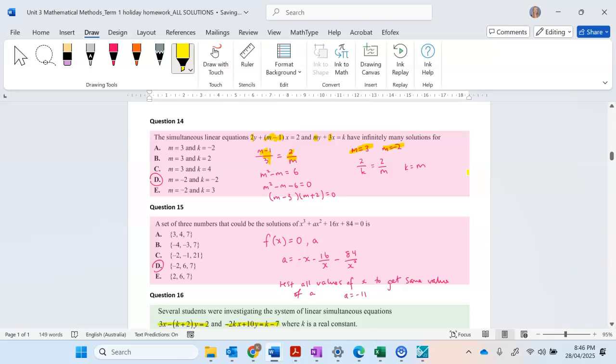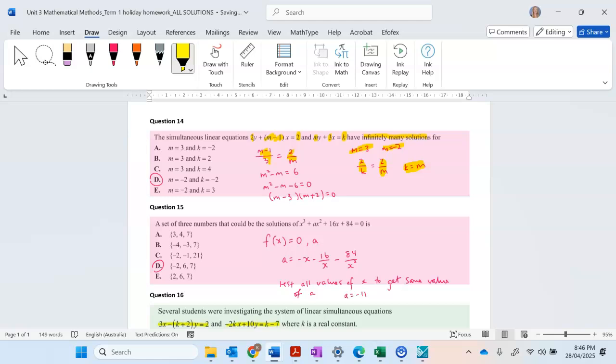So remember, all that is telling us is that when m equals 3 and m equals negative 2, you have the same gradient. So you've got two scenarios there. You've got either parallel lines, so no solutions, or you've got the same line, and that's when you get infinitely many solutions. So to be the same line, your ratio of your constants also has to be the same. So you can see I've done that test here. So 2 over k has to equal 2 over m. So that means that k has to equal m.